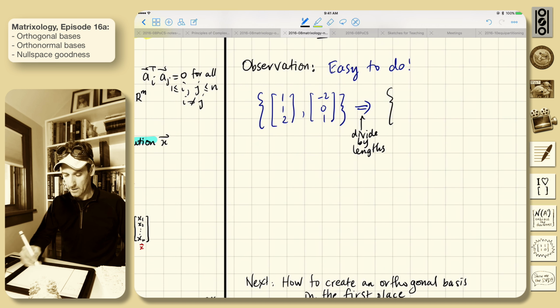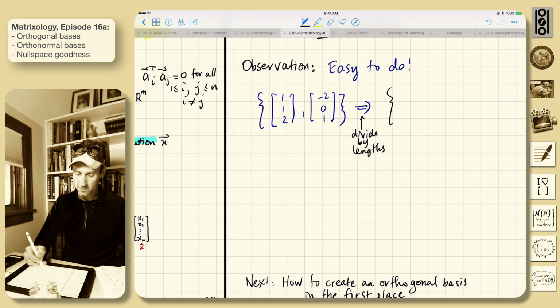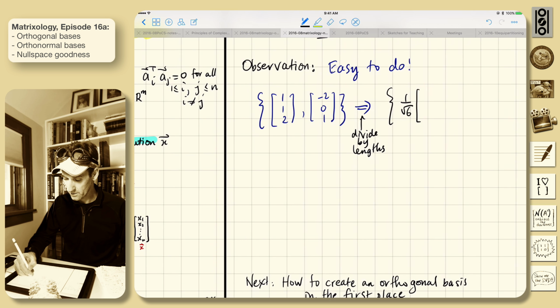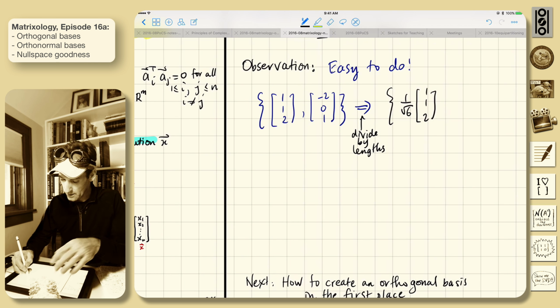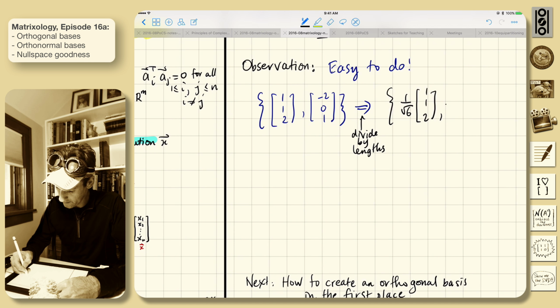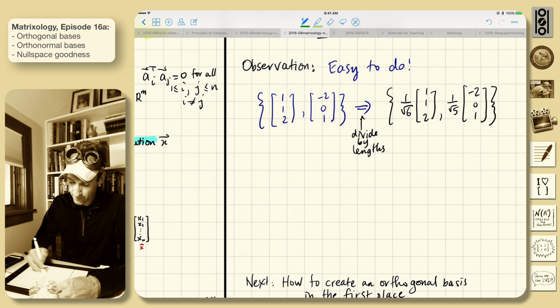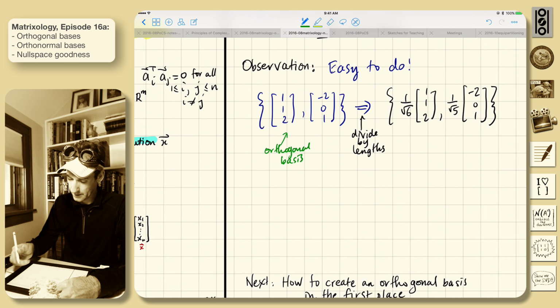Boom. So the length of this one, it's 1 squared plus 1 squared plus 2 squared. 1 over root 6, 1, 1, 2. And then we have, there's a 4 and a 1, so we've got 1 over the square root of 5. Minus 2, 0, 1. So before this was an orthogonal basis. The lengths of those things were not 1, and now this is an orthonormal basis.